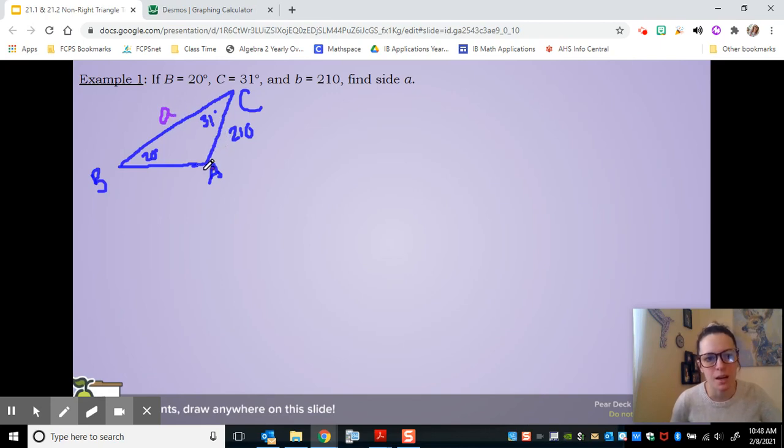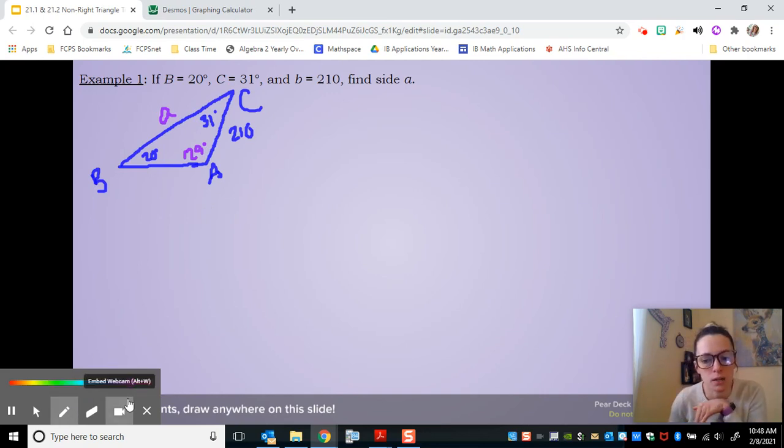So that means that thinking about the sine rule from the previous page, if I'm looking for side A, I have to have angle A in order to find it. You have to have at least half of that fraction. So luckily, I'm given two of the three angles in my triangle, so I can just do 180 minus 20 minus 31, and I can find that angle A is 129 degrees. So that's piece 1. If you're missing the angle opposite of the side you're looking for, find that first.